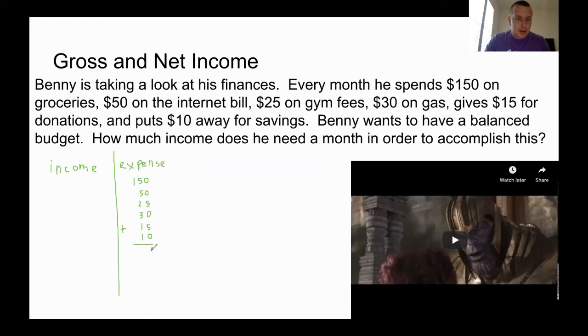5 plus 5 would get us 10. Carry the 1 over here. 1 plus 5 is 6, plus 5 is 11, 13, 16, 17, 18. We carry the 1. And 1 plus 1 is 2. So it looks to me like Benny's going to need to make around $280 to have a balanced budget, okay? So that would mean his income would be equal to his expenses. So $280 a month, Benny, for you to have a balanced budget, okay?